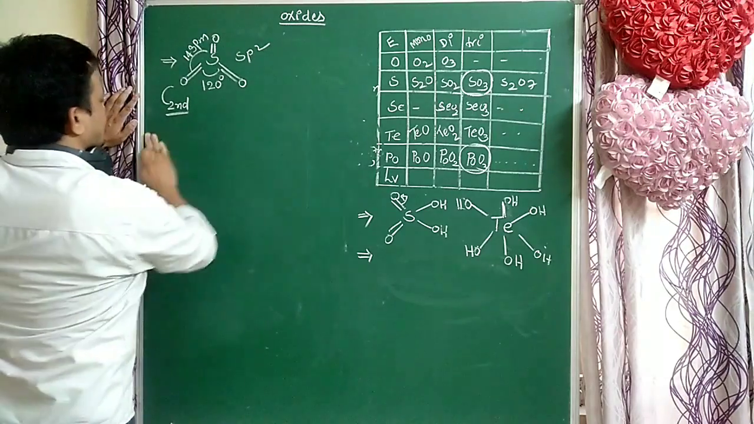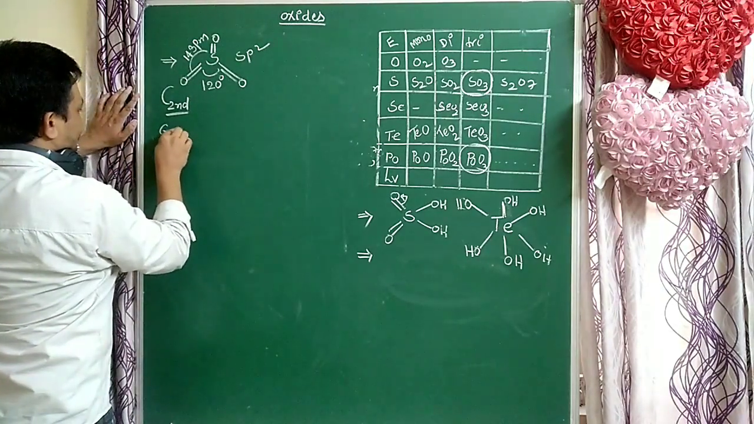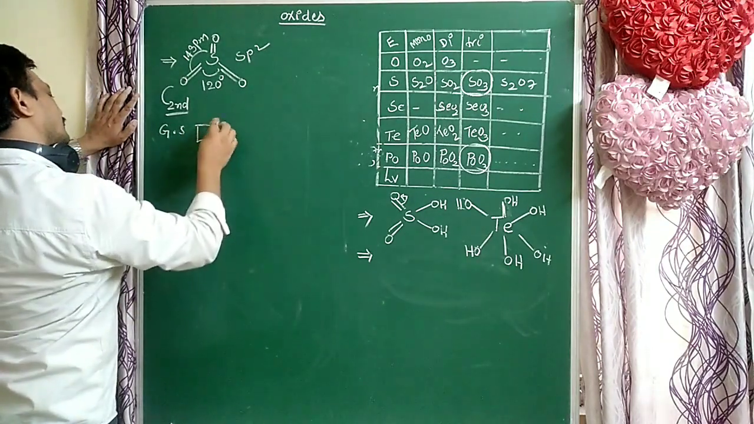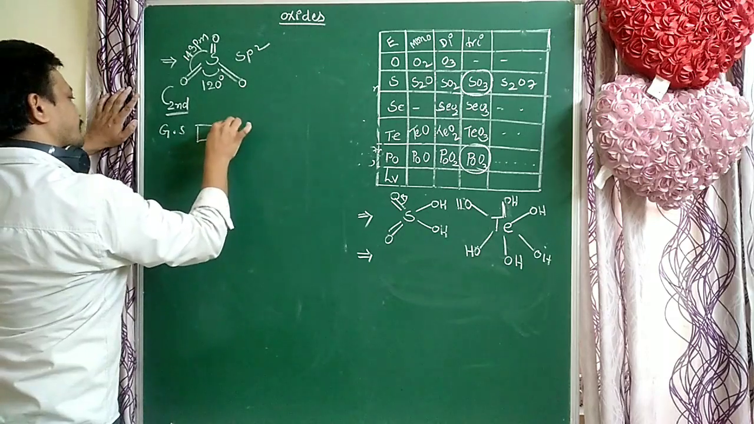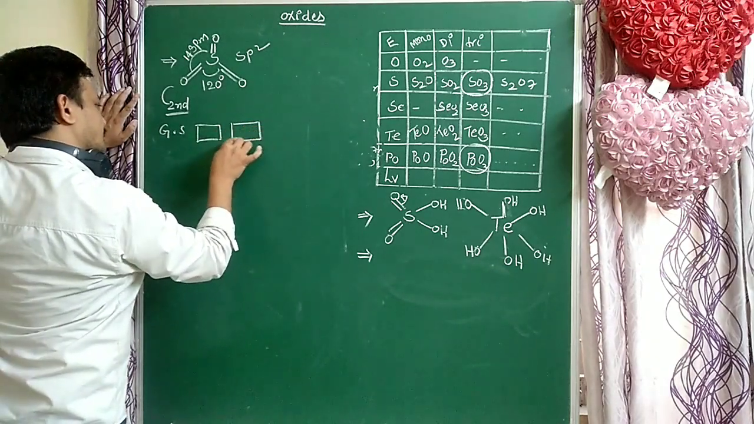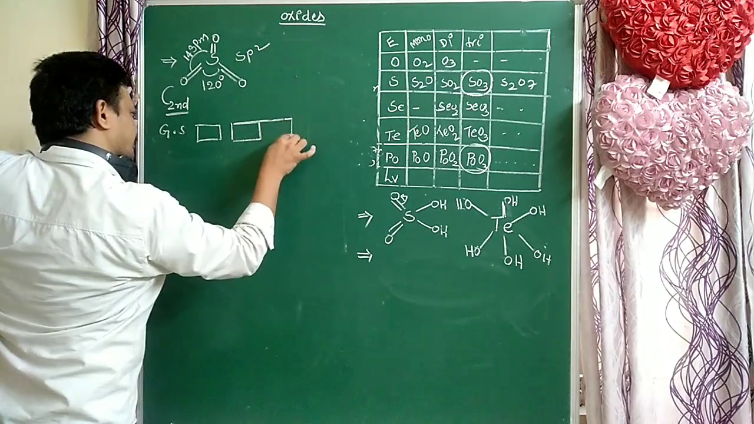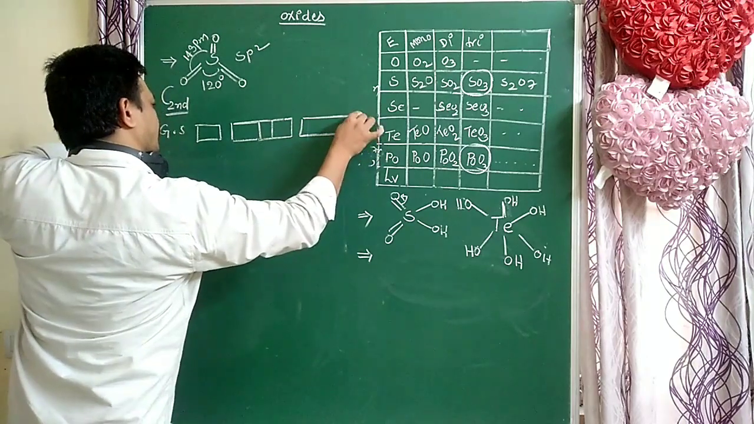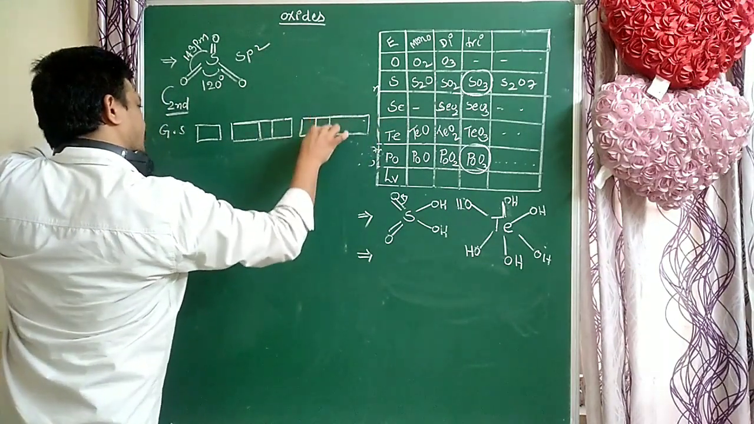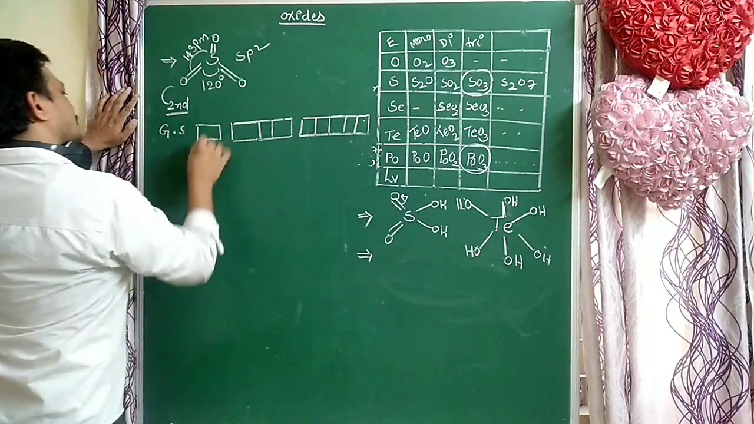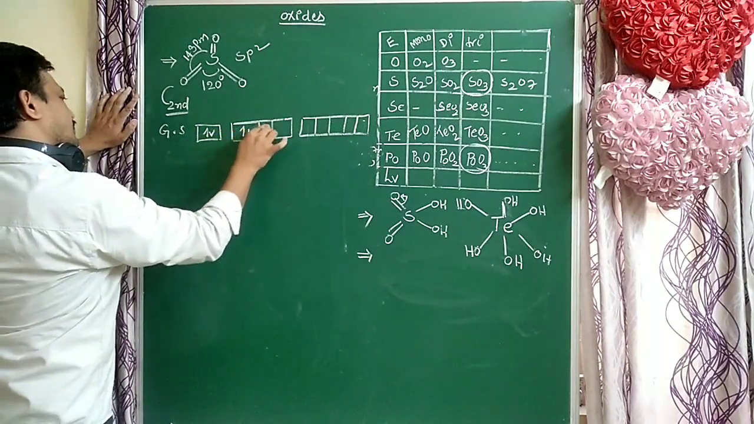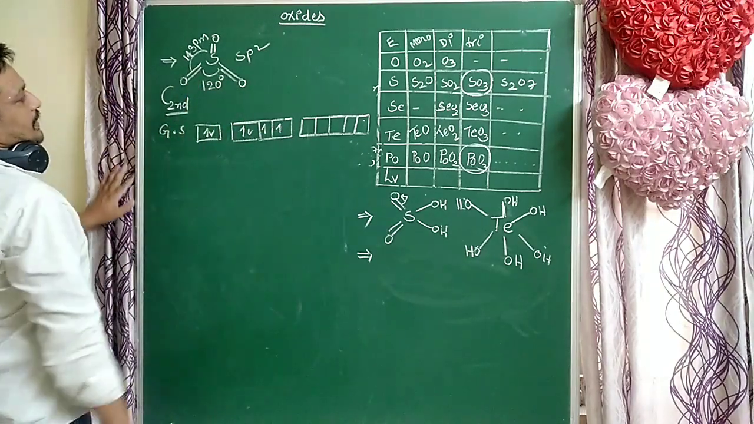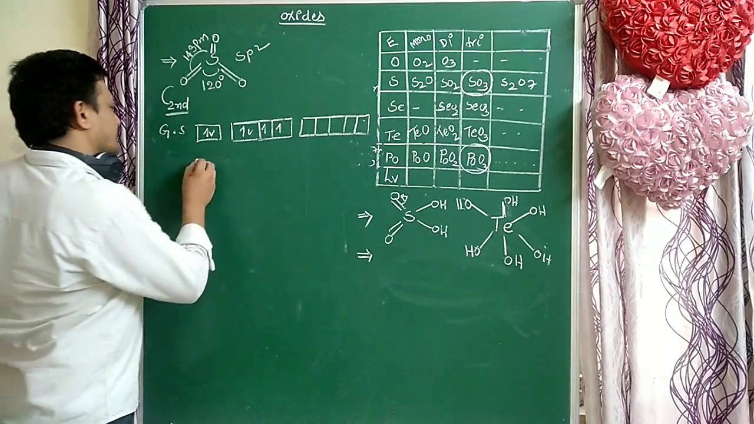Second excited state. So the ground state electron configuration of sulfur is 3s2, 3p4. Here one pair is there, and 2 single electrons. How many bonds are possible? Six bonds cannot be formed in the ground state; only 2 bonds are formed.